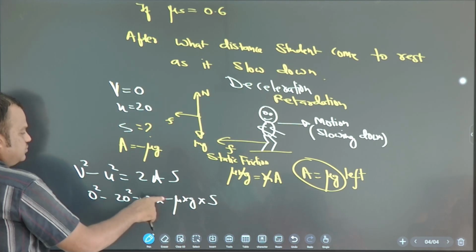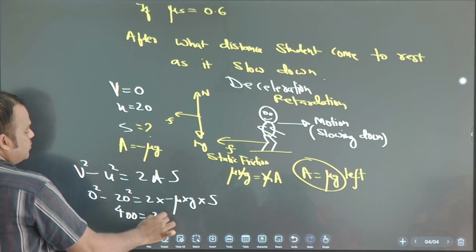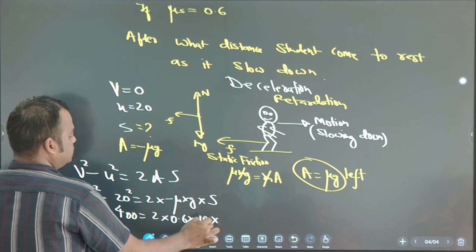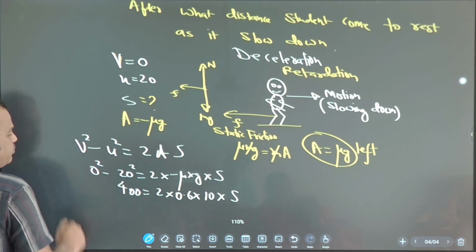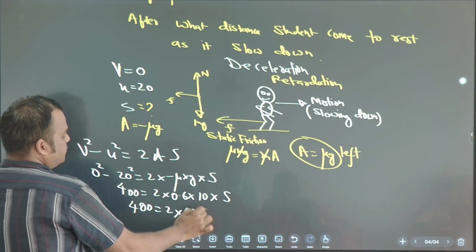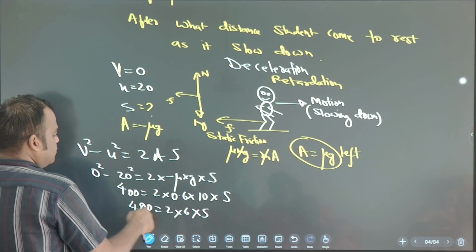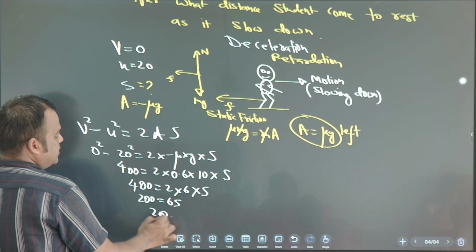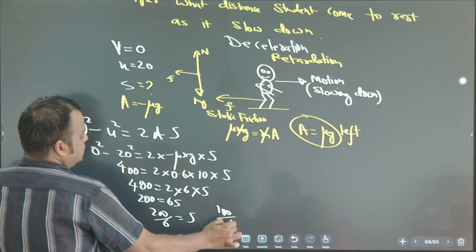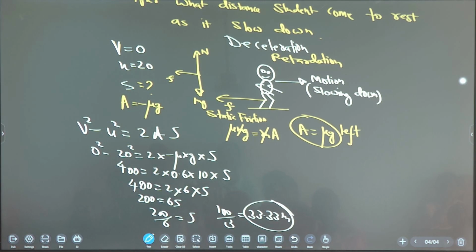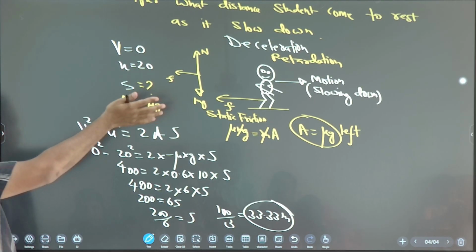Now minus minus cancels. 400 is equal to 2 into 0.6 into 10 into s. So 400 is equal to 2 into 6 into s, since 0.6 into 10 is 6. So 400 by 2 means 200. 200 is 6s, so 200 by 6 is equal to s. 100 by 3 means 33.33 meter. Okay, clear? These are all basic physics. There is a 100% chance this type of question can come. Are you getting or not?